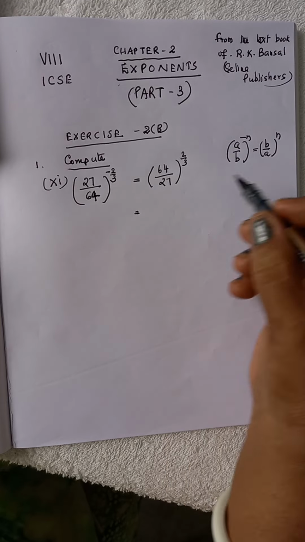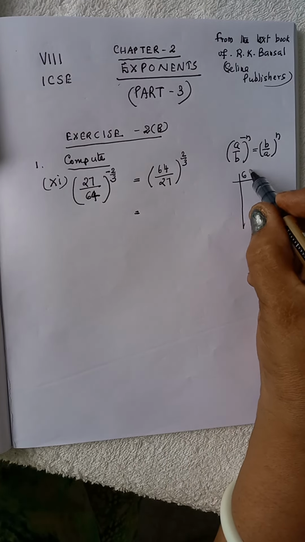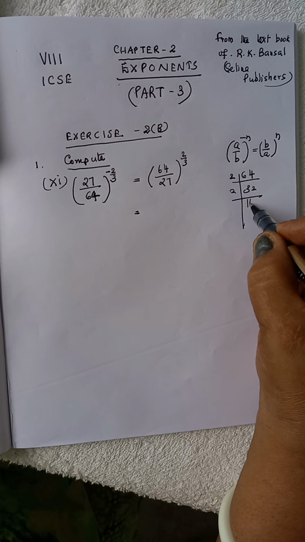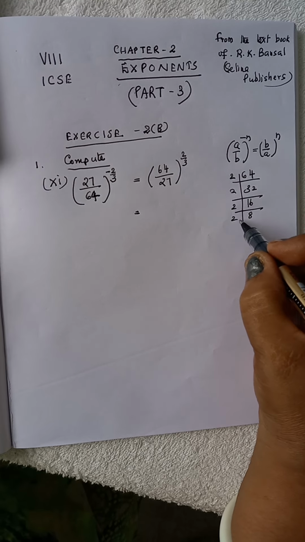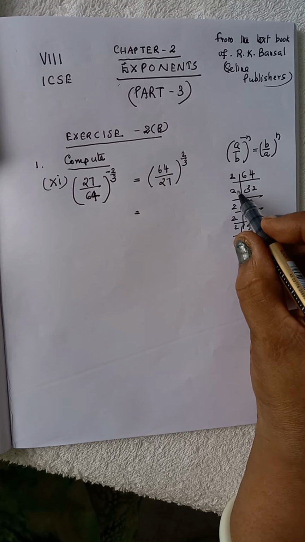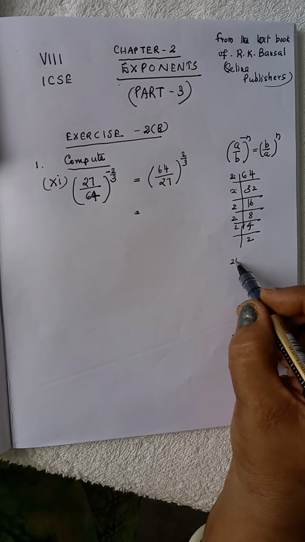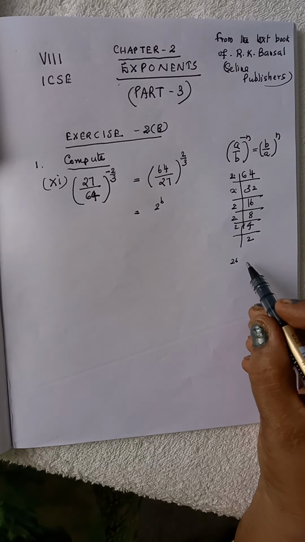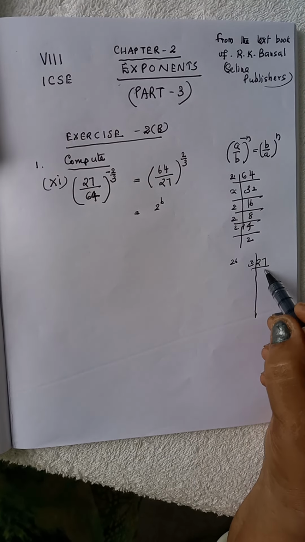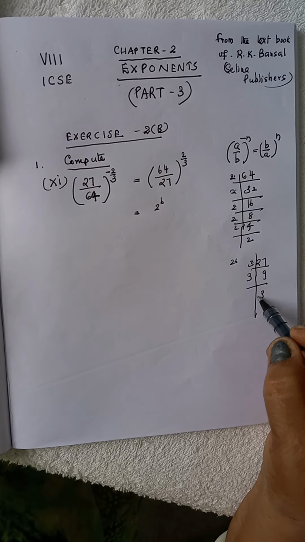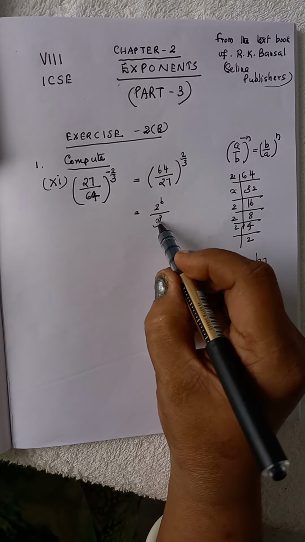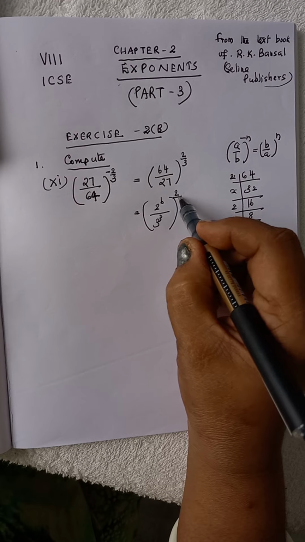Again, this is equal to, we can factorize 64: 32, 16, 8, 4, 2. So 1, 2, 3, 4, 5, 6, 2 raised to 6. So we can write this as 2 raised to 6. Then again this 27 we can factorize with 3, 9, again 3, then again 3 we will get. So 3 into 3 into 3, 3 raised to 3 is 27. So that whole raised to 2/3.